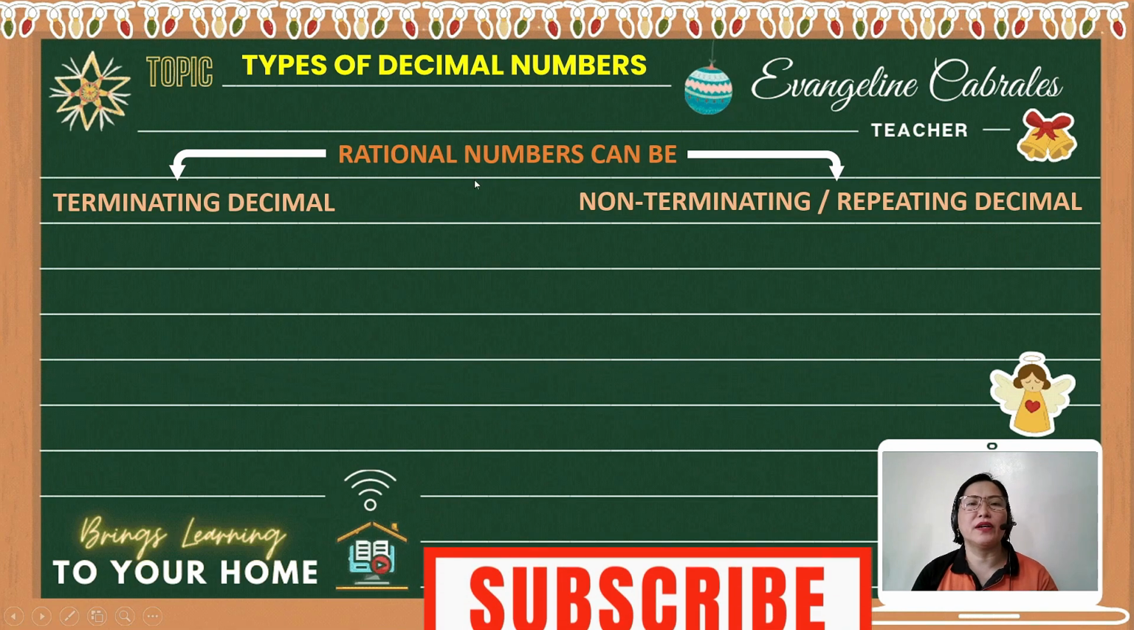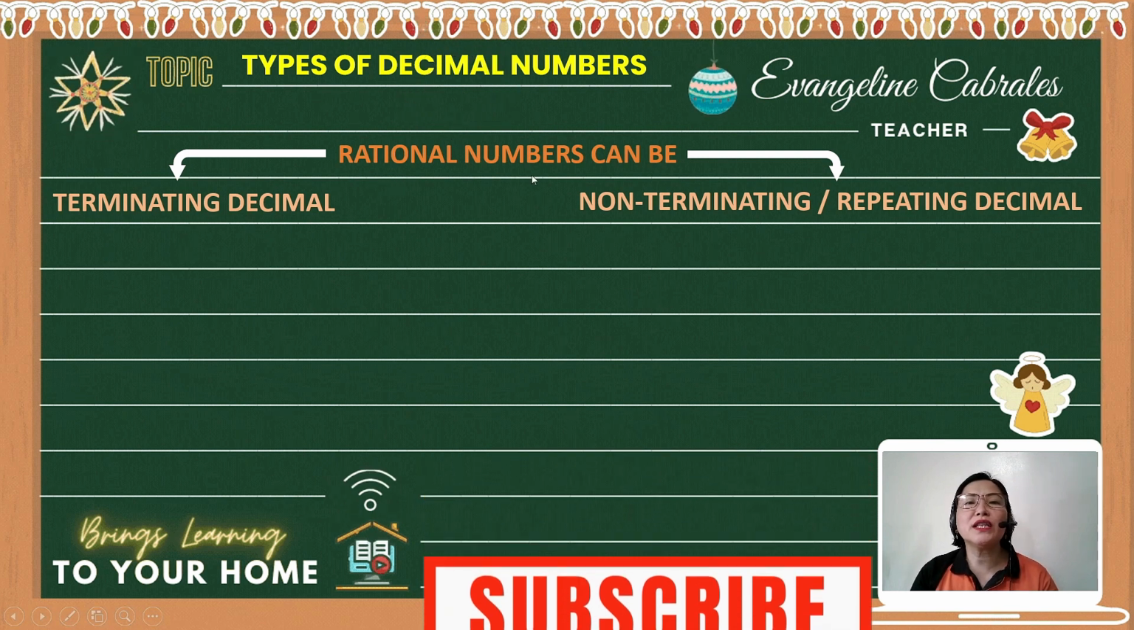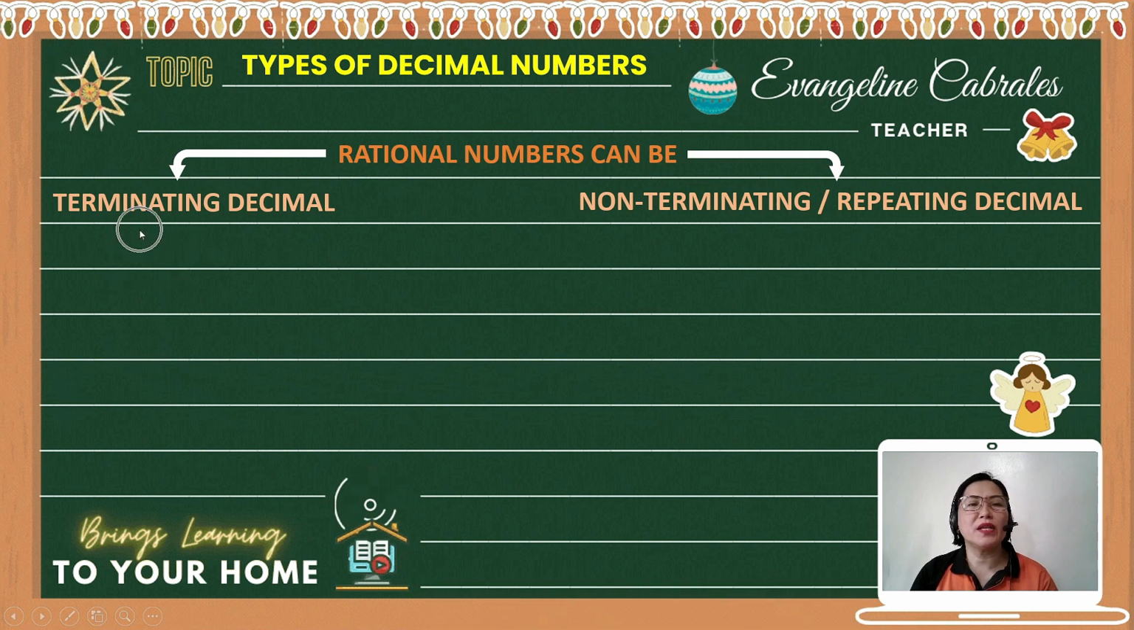Okay, punta na tayo ngayon sa types of decimal numbers. Ito talaga yung topic natin. So, rational numbers can be terminating decimal or non-terminating or repeating decimal. So, silang dalawa ay parehong rational numbers. Okay? Pero, maaaring maging terminating o kaya ay non-terminating or repeating decimal.